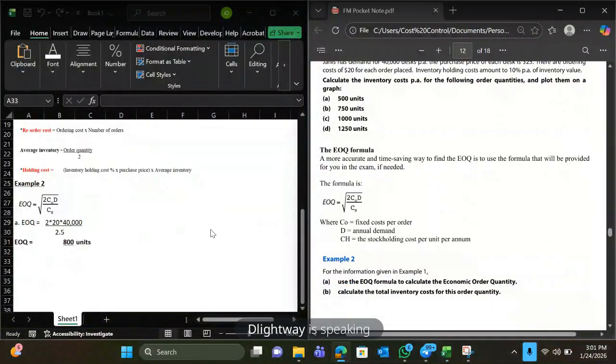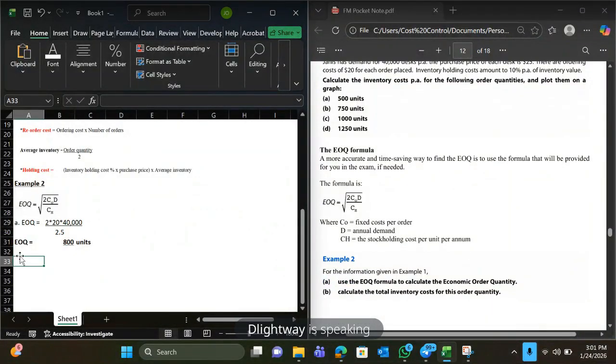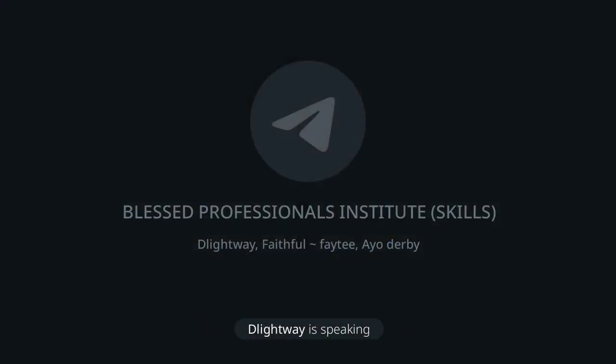Okay, so that's for the EOQ. We've gotten the EOQ. The B part is saying that we should calculate inventory costs for this other quantity. So it's going to be computation of total.